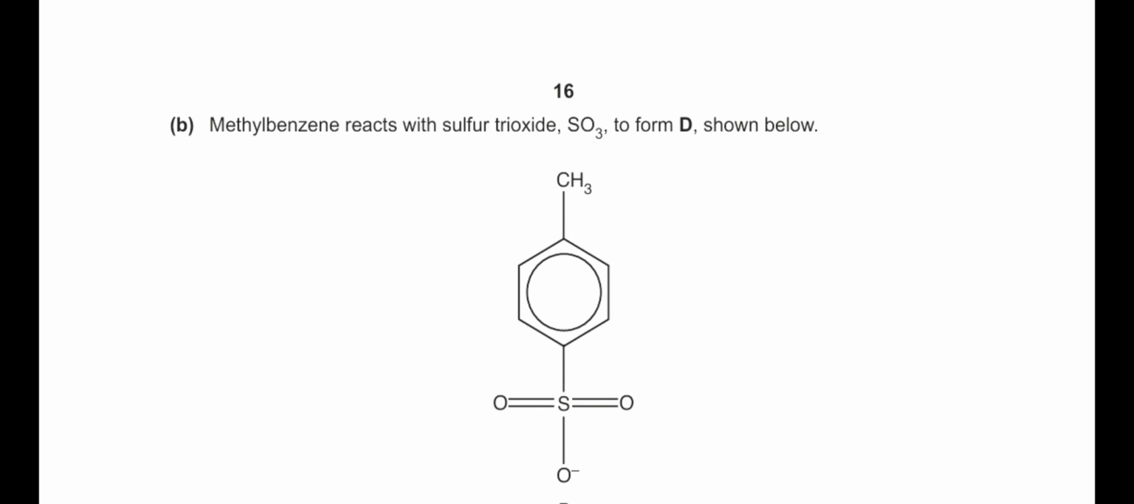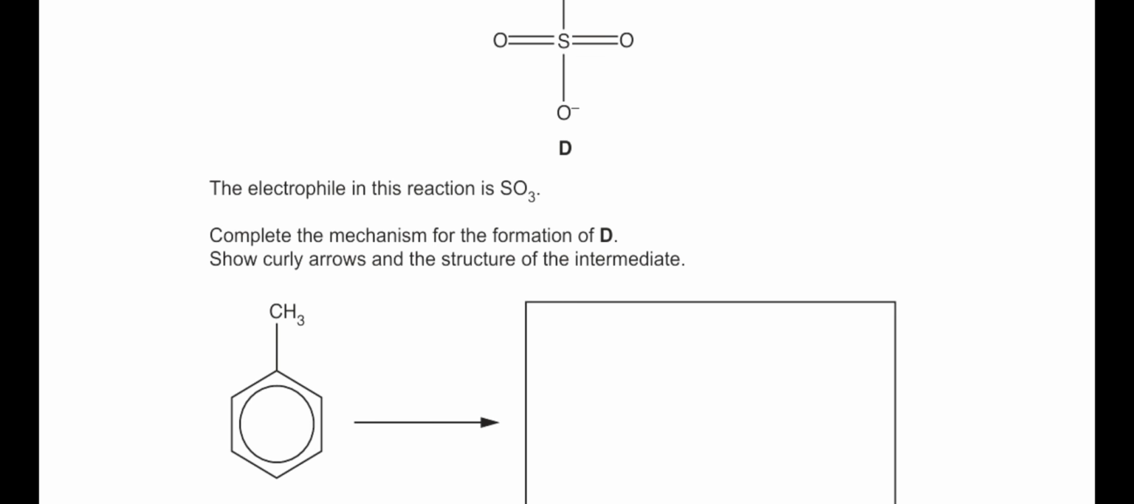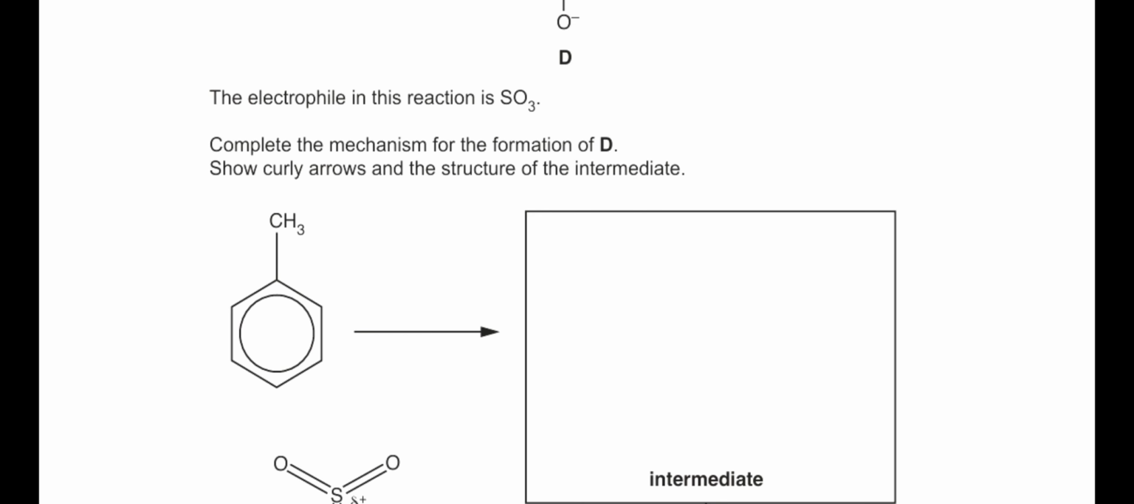Part B. Methylbenzene reacts with sulfur trioxide SO3 to form D shown below. The electrophile in this reaction is SO3. Complete the mechanism for the formation of D. Show curly arrows and the structure of the intermediate.